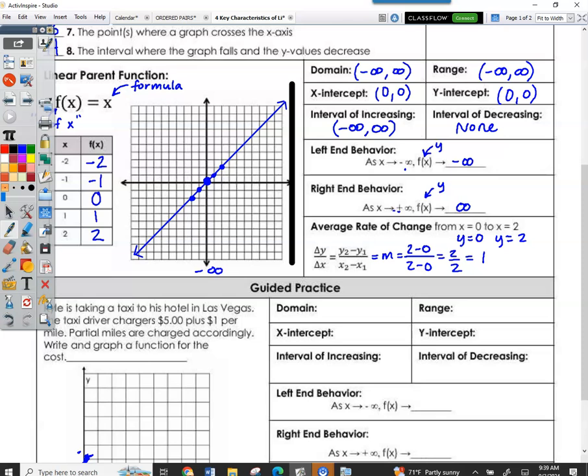Your homework is, you can leave the guided practice for me since it is a word problem, but you have 3 practice problems on the back, okay?